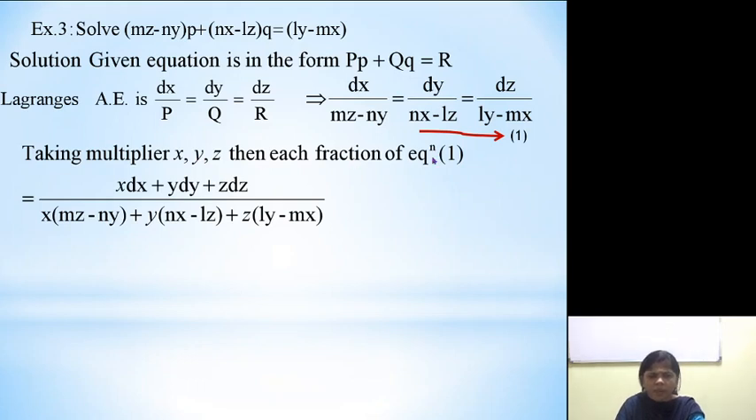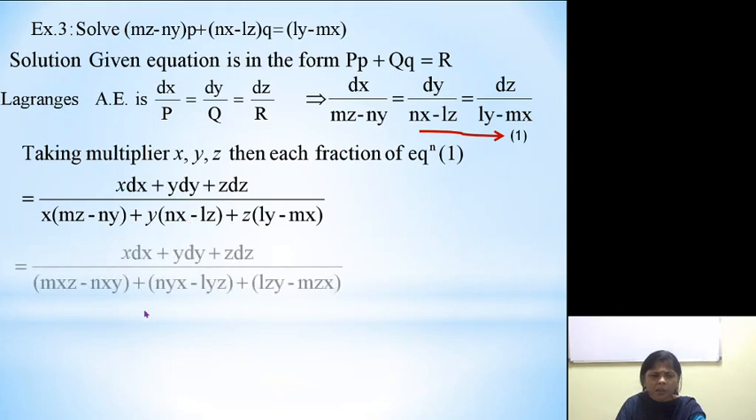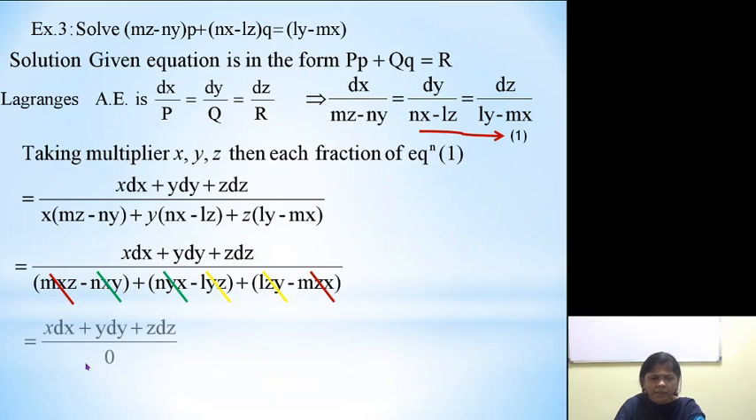So each fraction of equation 1 will become like this. Now let us check whether it is 0 or not. Yes, it is going to be cancelled. Sometimes we need to change the sign, x minus y or like this, if it is not working. Here there is no need. Here it is xyz. So like this we get 0.